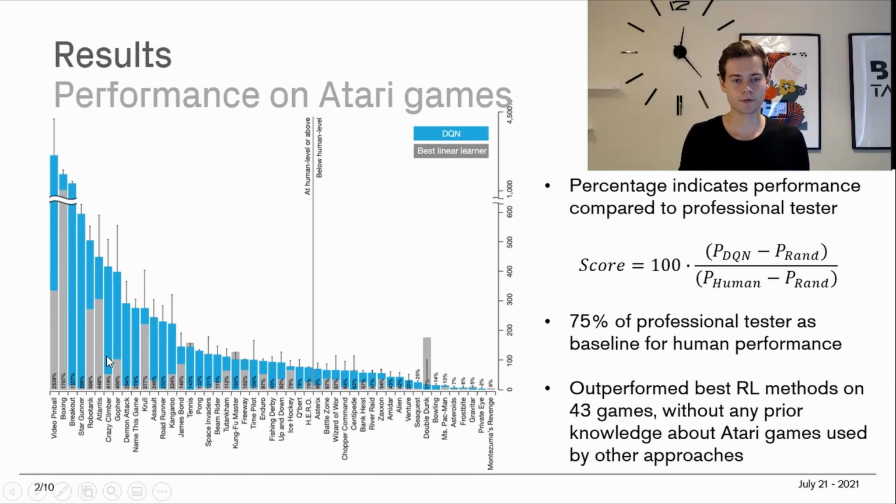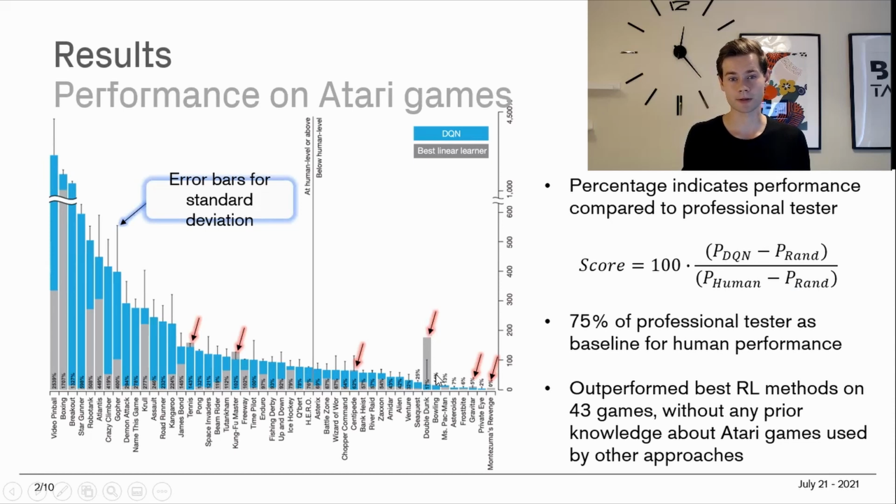And there's a few bars here where the gray bar exceeds the blue one. So here is one example. That is basically where the best linear learner performs better than DQN. For all of the remaining ones, DQN performs better than the learner. It's quite small, but you can also see a percentage down here at the bottom, which indicates the performance of the model compared to the professional human tester. So remember that these were benchmarked against a professional human tester.